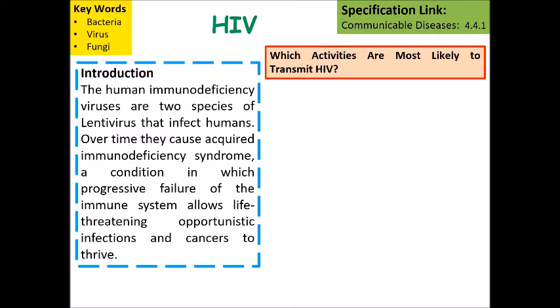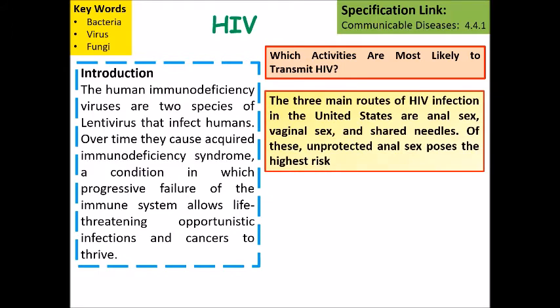And which activities are most likely to transmit HIV? So the 3 main routes of HIV infection in the United States, which has been recorded, would be by anal sex, vaginal sex, or by sharing needles when taking drugs. Unprotected anal sex poses the highest risk.